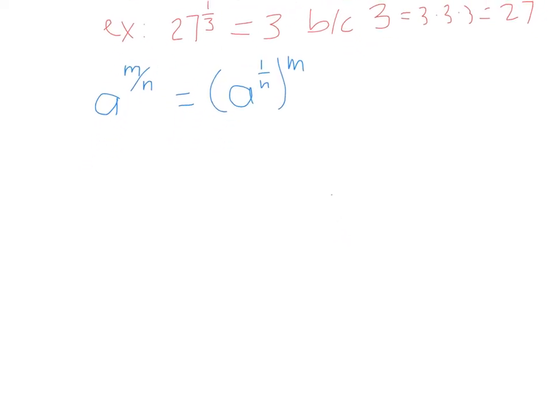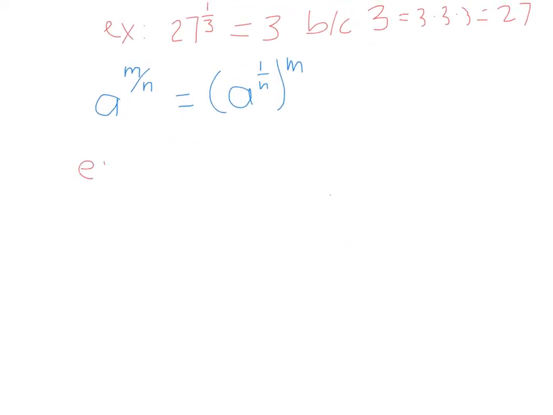Okay, so let's look at some examples. Let's take 4 to the 3/2. We can think of that as 4 to the 1/2, and then that whole thing cubed. So 4 to the 1/2, we want the square root of 4, so that's 2, and then that's cubed, so we get 8.